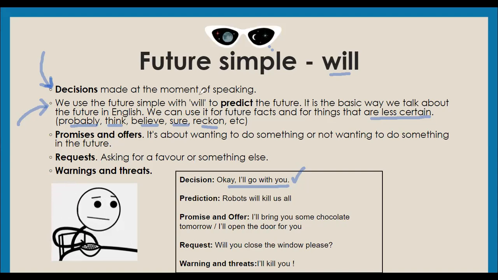So when we talk about a prediction based on your opinion, we're going to be using future will. No real evidence, like in going to. Also, we use it for promises. Here we have, for example, I'll buy you chocolate, or I'll bring you chocolate tomorrow.